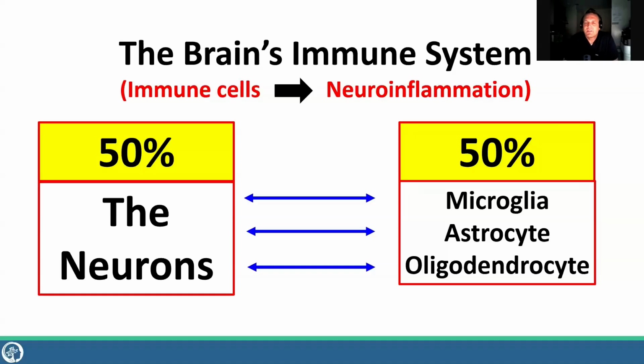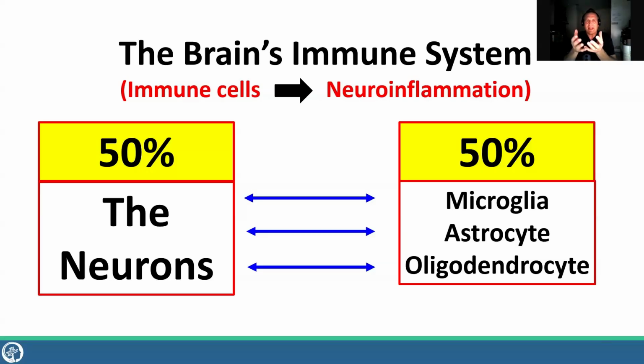The truth is the brain is split right down the middle between neurons that transmit a nerve impulse and cells from your brain's immune system. So 50% neuron, 50% immune system. That's that whole of the brain.